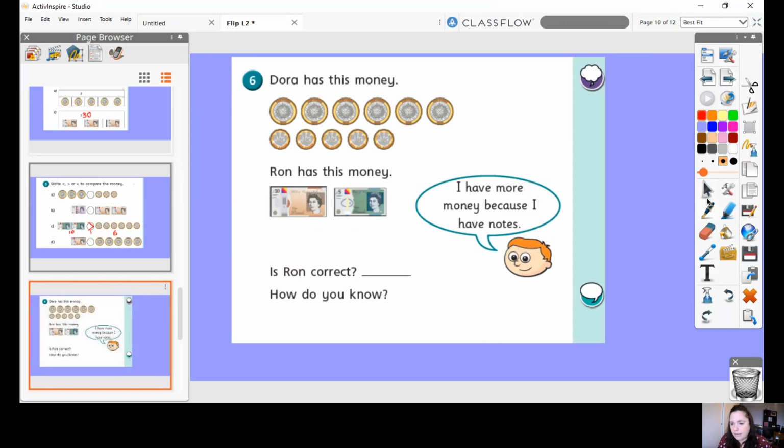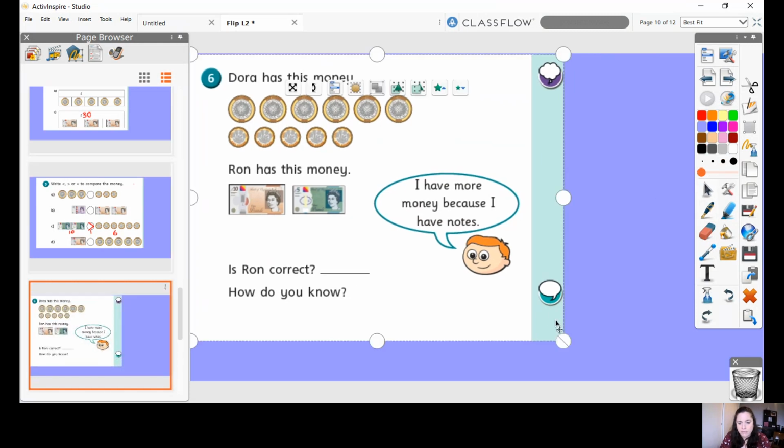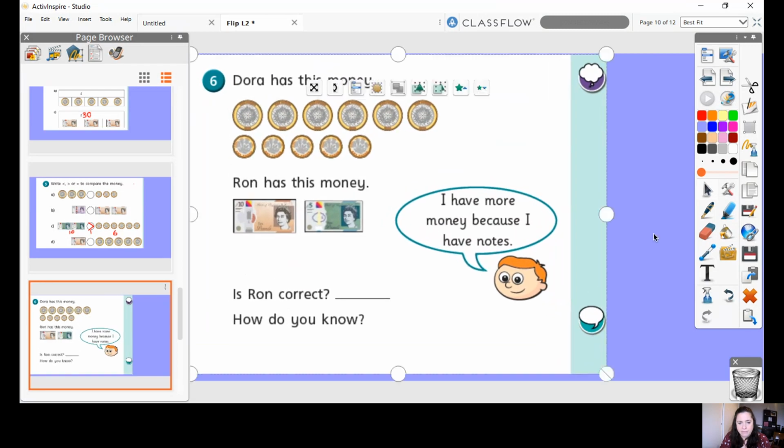Right, Dora's got some money and Ron has some money. And Ron is saying, I have more money because I have notes. And this is exactly like the argument that happened before, isn't it? So again, you're going to have to do some working out. Ron has got a £10 plus a £5, and Dora has a 2 plus a 2 plus a 2 plus a 2 plus a 2 plus a 2 plus a 1 plus a 1 plus a 1 plus a 1 plus a 1. Whew.